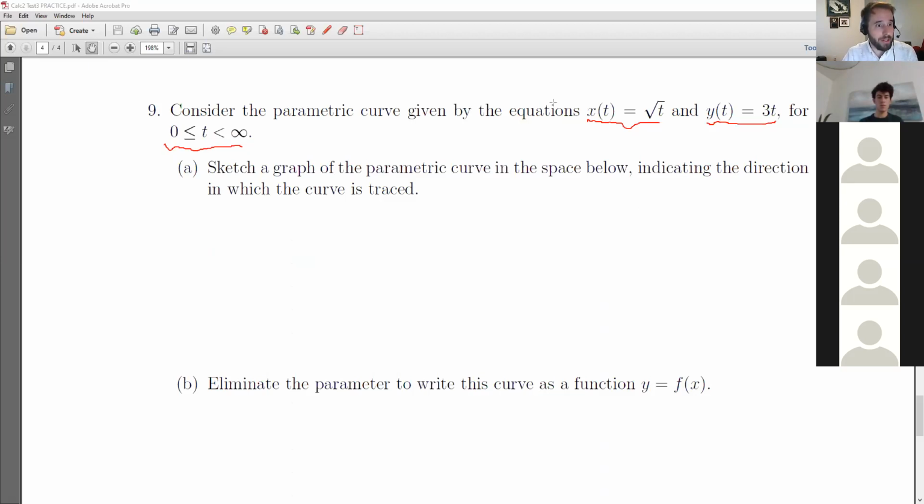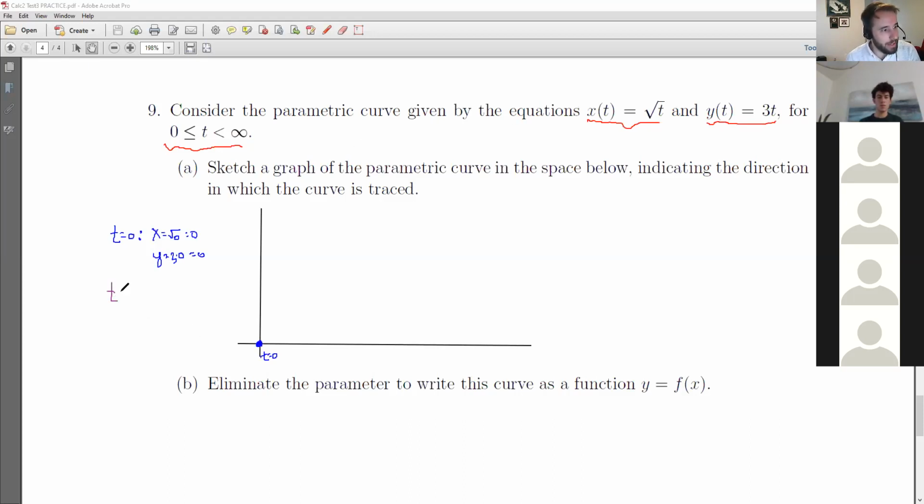To approach the first question, how do we sketch this? My recommendation, especially at this early stage when we're new to parametric equations, is to start by plotting a number of points. When I say plot a number of points, I mean identify a number of moments in time and plot those points. I would write off in the margin, at t equals 0, what is the expression x of t and what is the expression y of t? So at time t equals 0, x equals the square root of 0, which is 0. y equals 3 times 0, which is just 0. So at time t equals 0, we are at the point x equals 0, y equals 0. We are at the origin in space. That's where we are at t equals 0.